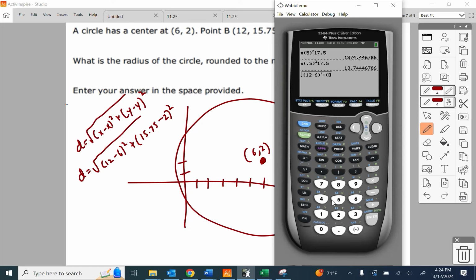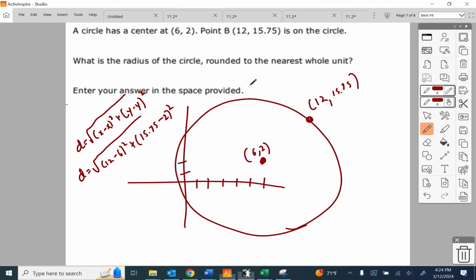The problem is the same kids who would miss that would not know the distance formula. It's the distance formula, man. It's a middle school standard. It's taught in 8th grade. Anyways, it's about 15. And I think they want the nearest whole unit. The radius is about 15 units, whatever the units are.